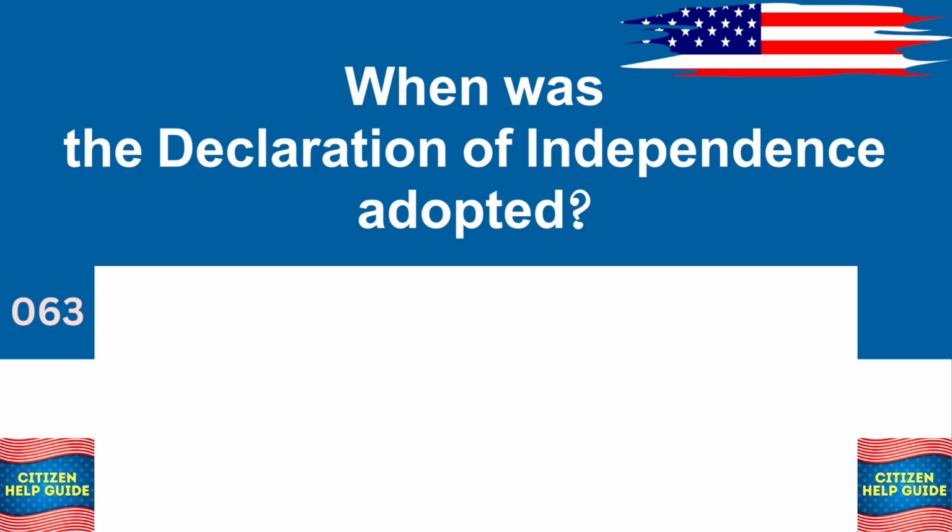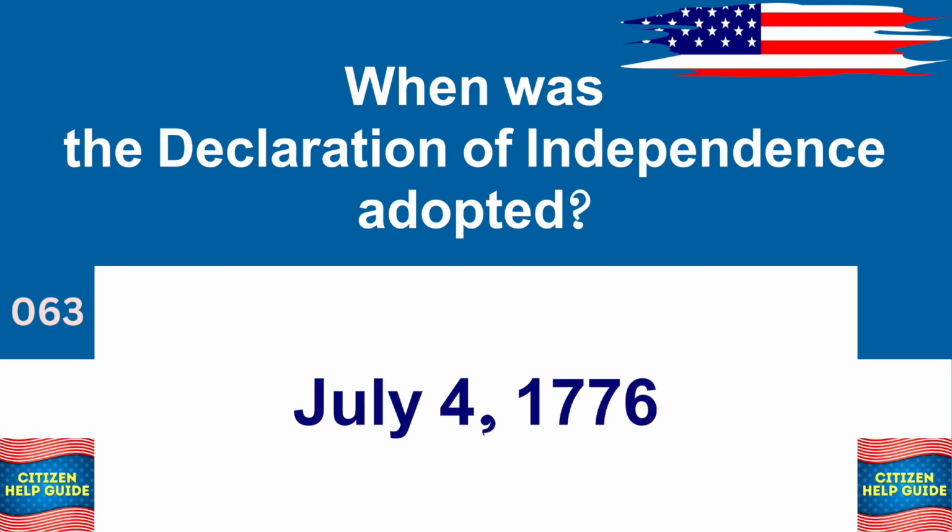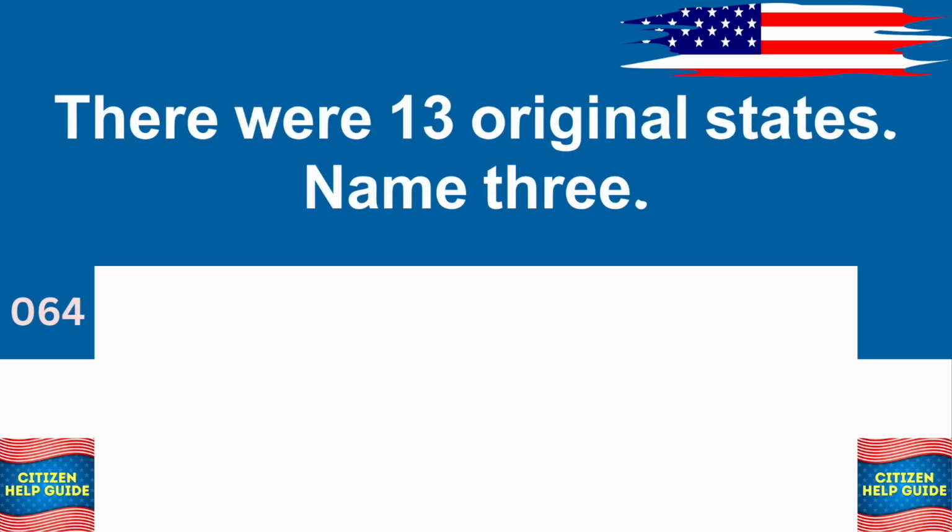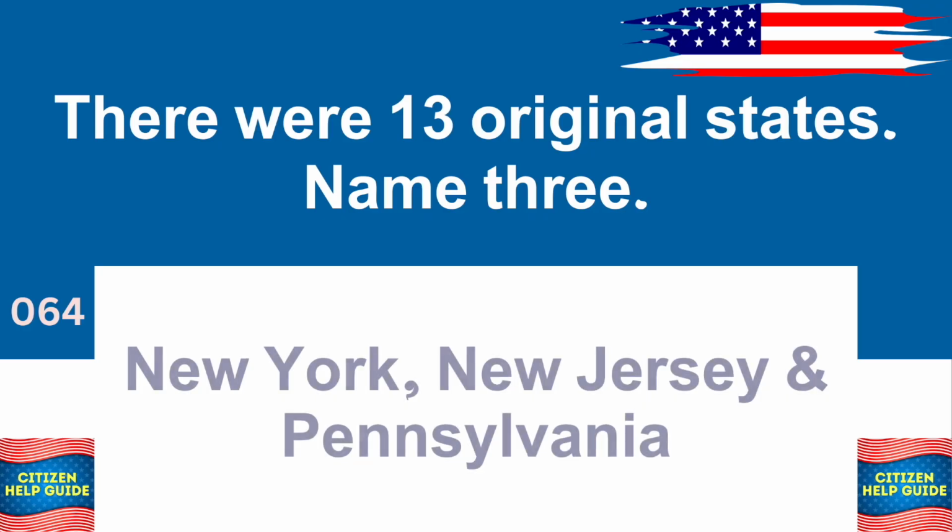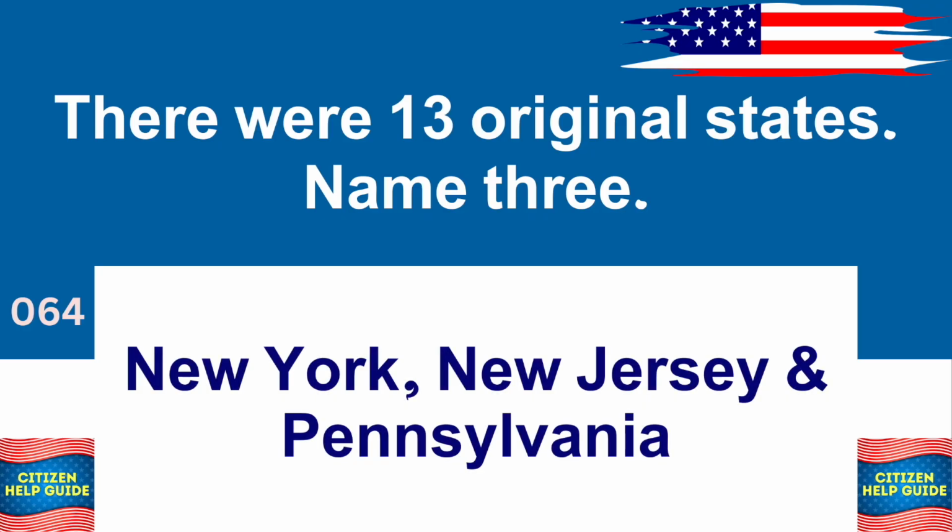When was the Declaration of Independence adopted? July 4, 1776. There were 13 original states. Name 3. New York, New Jersey, and Pennsylvania.